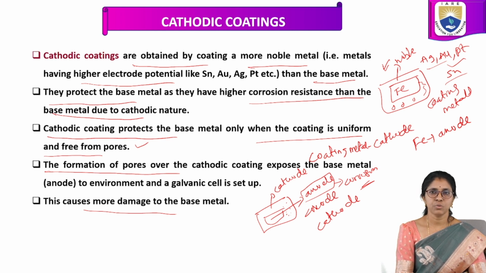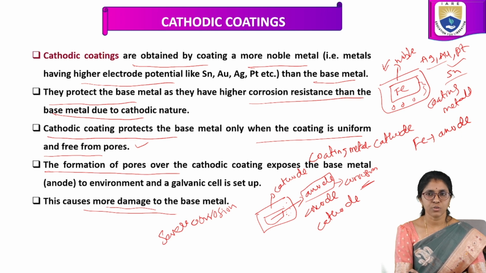So when cathodic coatings have pores or cracks, the base metal can undergo severe corrosion. This causes more damage to the base metal. Whereas with anodic coatings, if they have pores and cracks, no damage to the base metal takes place. But in case of cathodic coatings, more damage takes place because of the pores and cracks formed on the cathodic coatings.